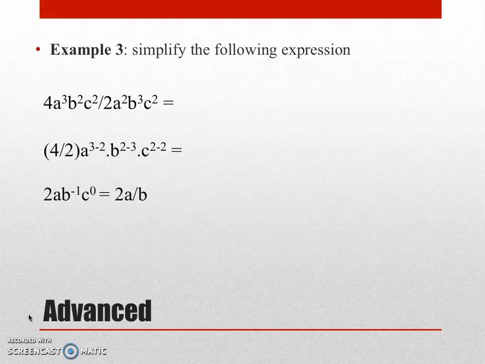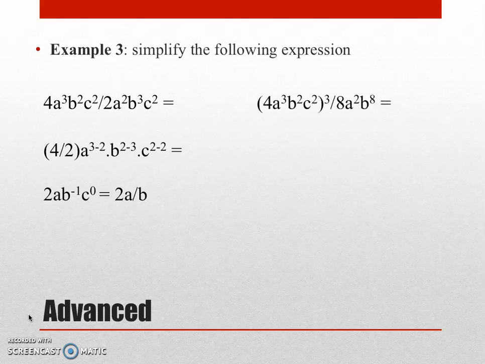And if you remember, for anything with a negative power, we can just put it in the denominator, or flip it basically, and make it a positive power. And anything to the power of 0 is 1. So we simplify this to 2a divided by b.